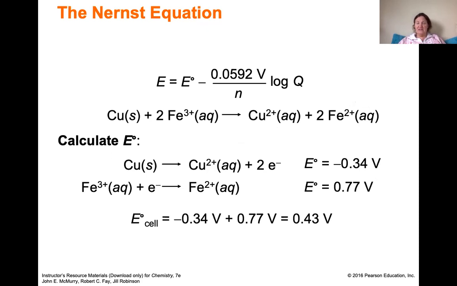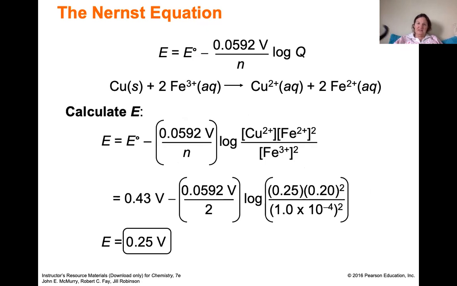First we're going to get the standard cell potential. Copper solid is being oxidized, so we got the reduction potential out of the table and changed the sign. Iron 3 plus is being reduced to iron 2 plus, and you can look in the table and find that the cell potential for that reduction is 0.77. When we add those together, the overall standard state cell potential is 0.43.